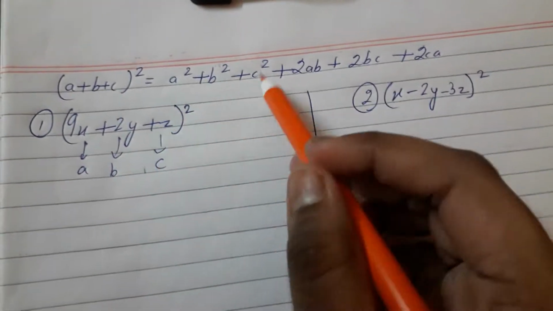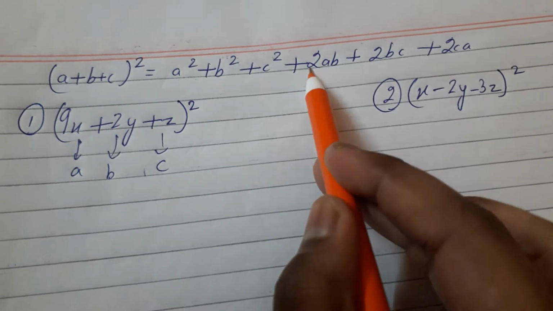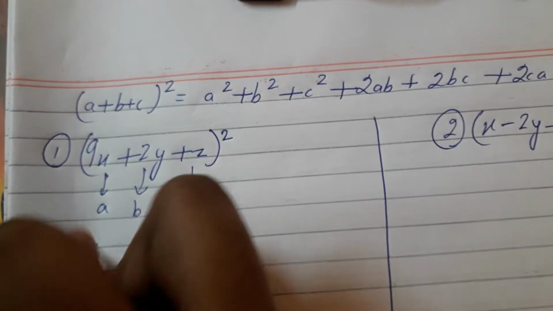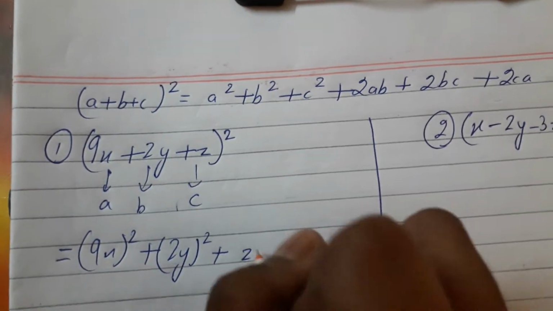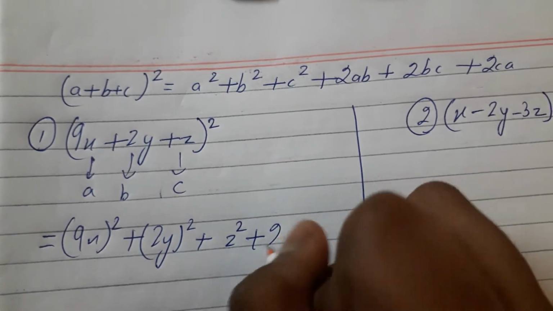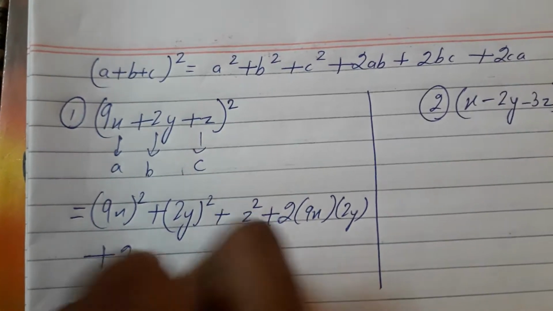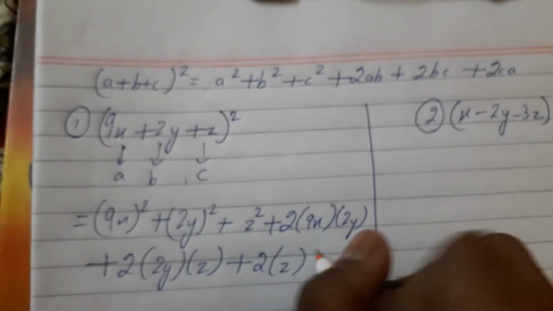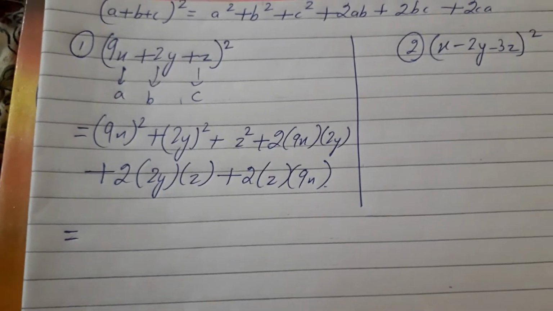So write down the formula, that is a square plus b square plus c square plus 2ab plus 2bc plus 2ca. Now write, this will be your a square plus b square plus c square plus 2ab plus 2bc plus 2ca. See, this is your answer. Now solve, you can get your answer.